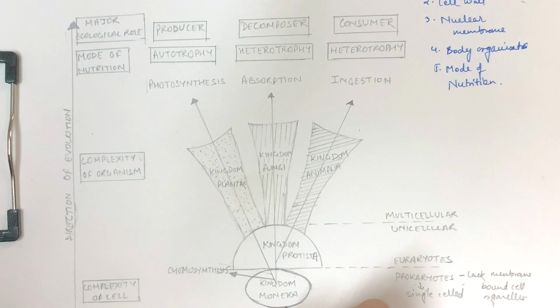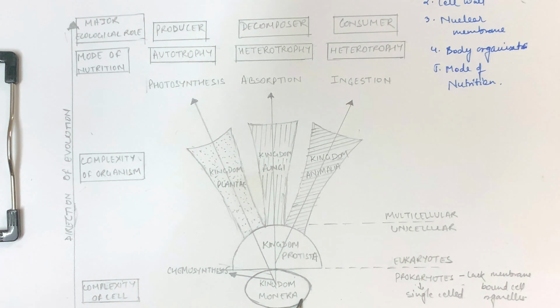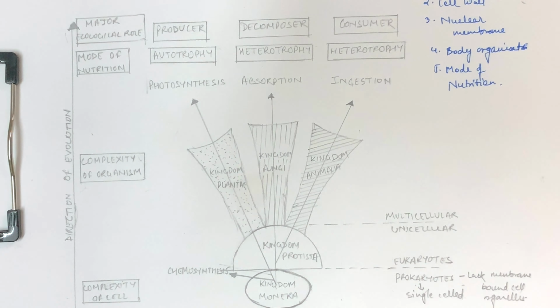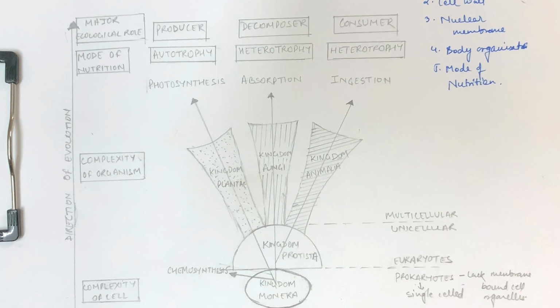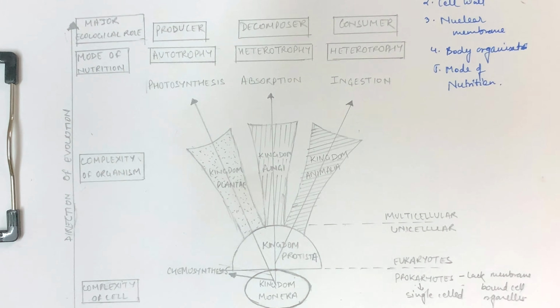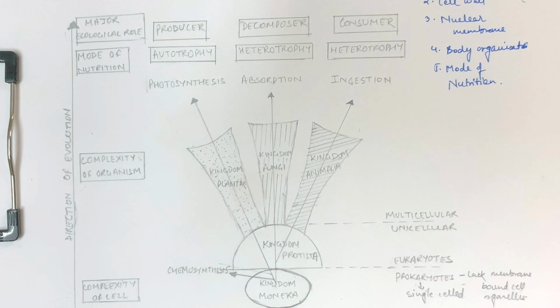So monerans are first prokaryotes, then they are unicellular. Okay, now what kind of cell wall do they have? So they have non-cellulosic cell wall, nuclear membrane is absent. Okay, then body organization is cellular. And what kind of nutrition do they have? They are autotrophs basically. Okay, so they are mixed. Sometimes they are autotrophic, sometimes they are heterotrophic.